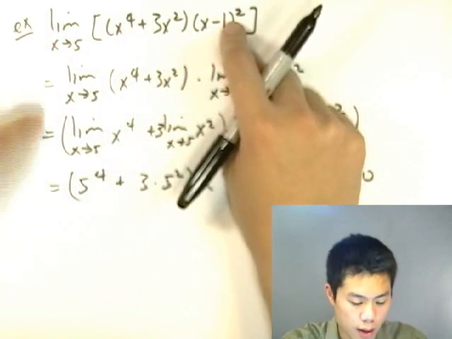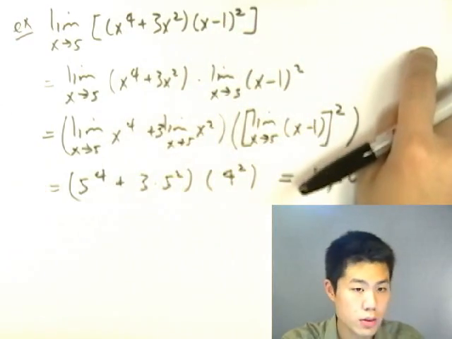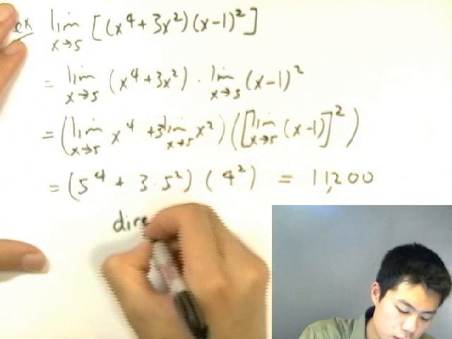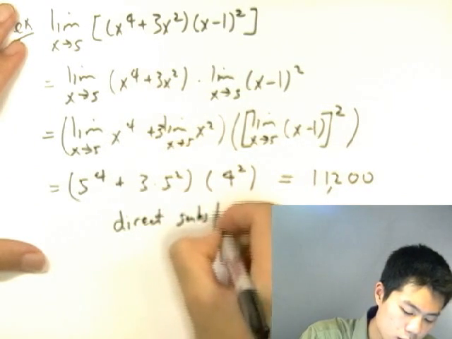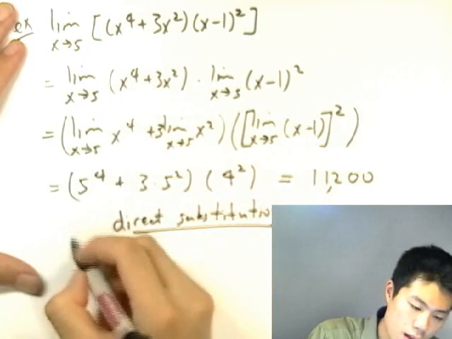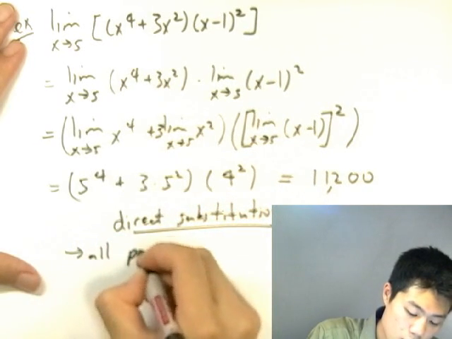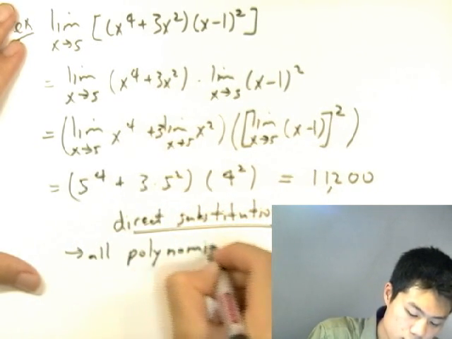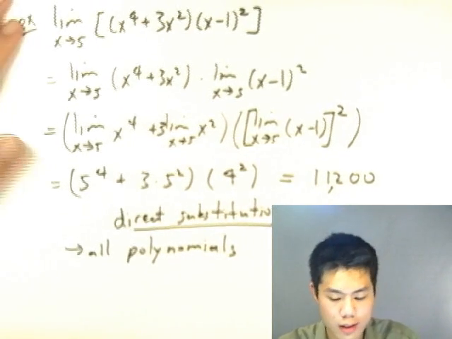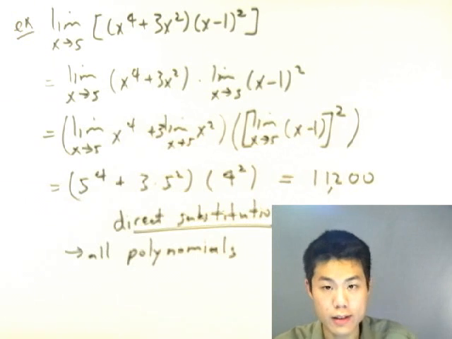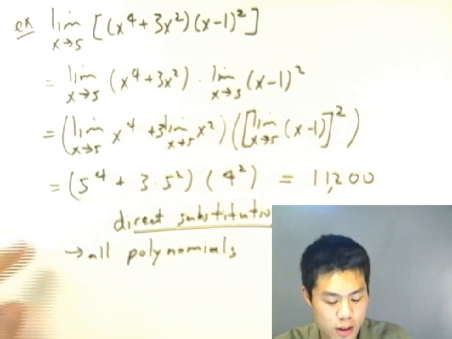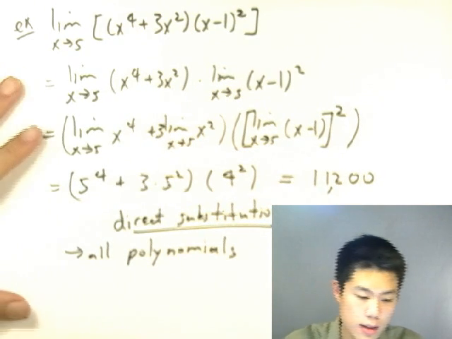But I did all this to show you how to use the properties, which are pretty self-explanatory. So this is called direct substitution. And we can use this with all polynomials, which I called kind or simple or easy at the start of the lesson, right? So all polynomials are kind and easy in that we can just directly substitute them in.